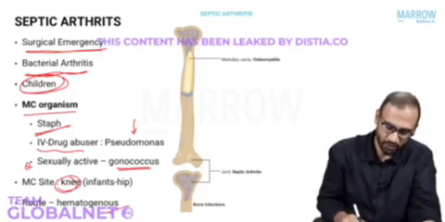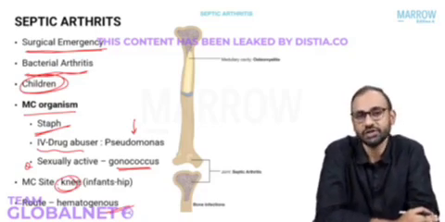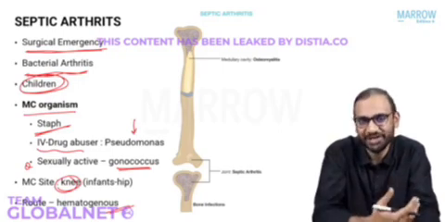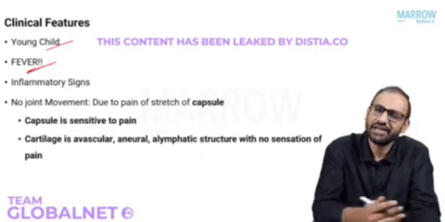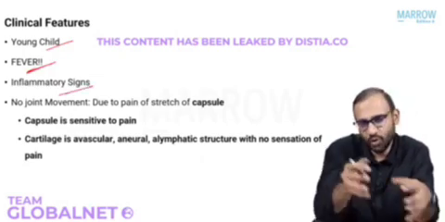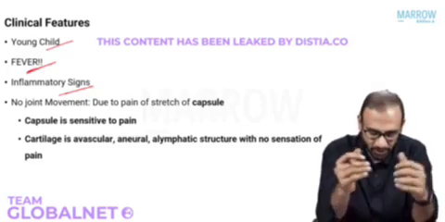I've told you that the route is hematogenous. Now you tell me, what will be the clinical features of a patient with septic arthritis? Obviously, there will be systemic findings and local findings. Systemic findings means it will usually be a young child with high grade fever, right? There will be inflammatory signs locally, as in swelling, pain, and redness.